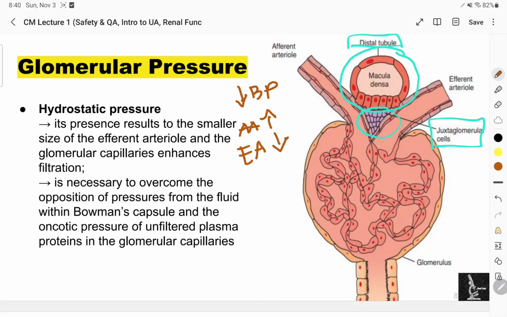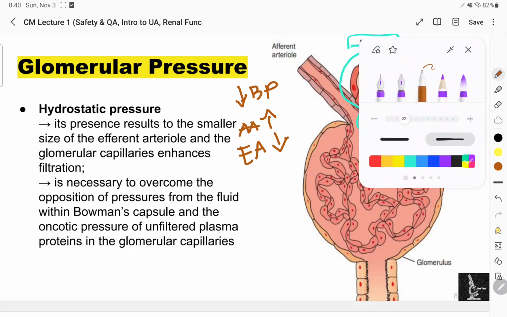Same ni sa katong gisulti ko ganina. So normally ana na siya to maintain gyud ang 25%. But if mag-low ang blood pressure, mas mo-open si afferent, nya mo-constrict pa si efferent to make sure nga the enough amount of blood is naka-flow gyud diri sa glomerulus and ma-filter gyud siya.